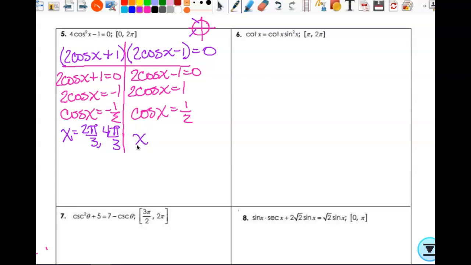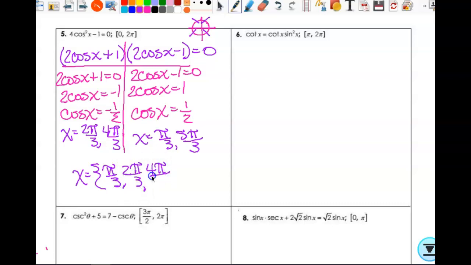Then when cosine is positive, that's in the first and the fourth. So that's pi thirds and what? 5 pi thirds. Okay, so those are the pieces of the answers. Then we put it all together, least to greatest. So this will be pi thirds, 2 pi thirds, 4 pi thirds, 5 pi thirds.